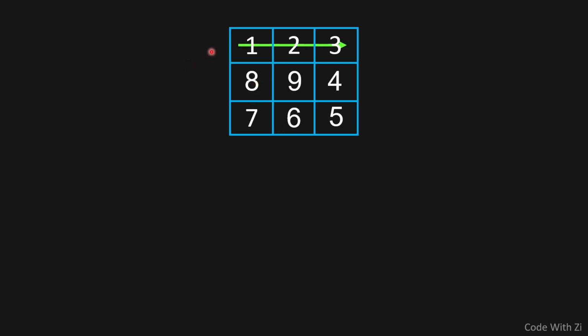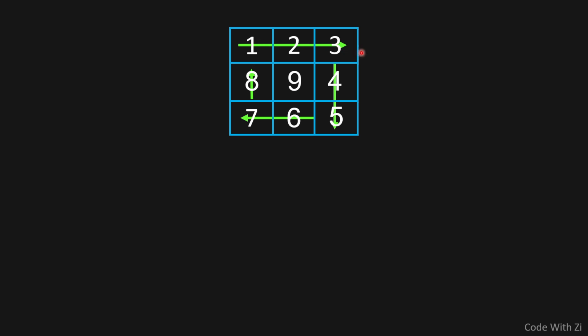We went from first row, first column, all the way to first row, last column. And then we went from first row, last column, all the way to last row, last column, like so. And then from last row, last column, all the way to last row, first column. And then from last row, first column, all the way back up toward first row, first column, like so.